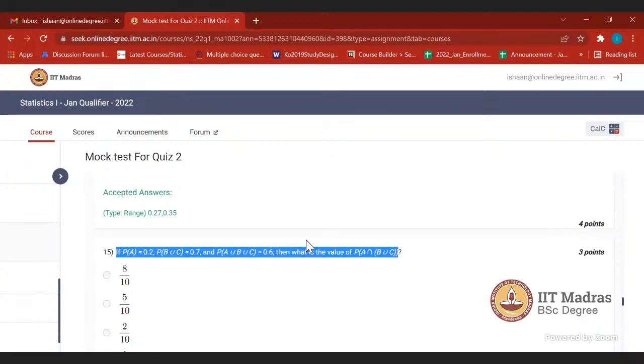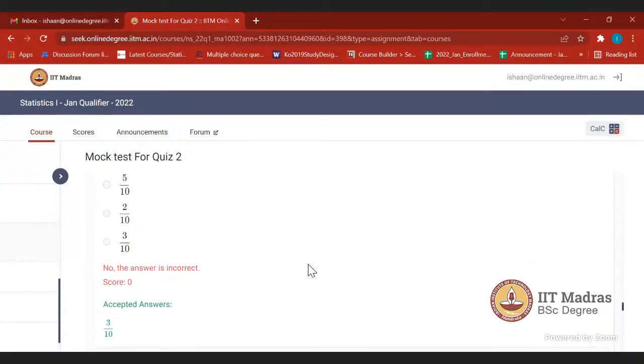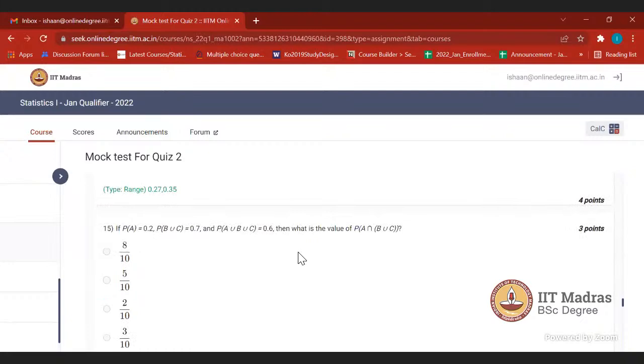Sir, probability of A is 0.2, so the probability of A intersection (B union C) must be less than the probability of A. But it is given as 3/10, 0.3. It can't be, right? I was getting 0.1 actually. By the simple formula we are getting that only, but the probability axioms are not satisfied. A intersection something cannot be greater than probability of A. So this question's values are wrong. Good point, thanks for noticing.